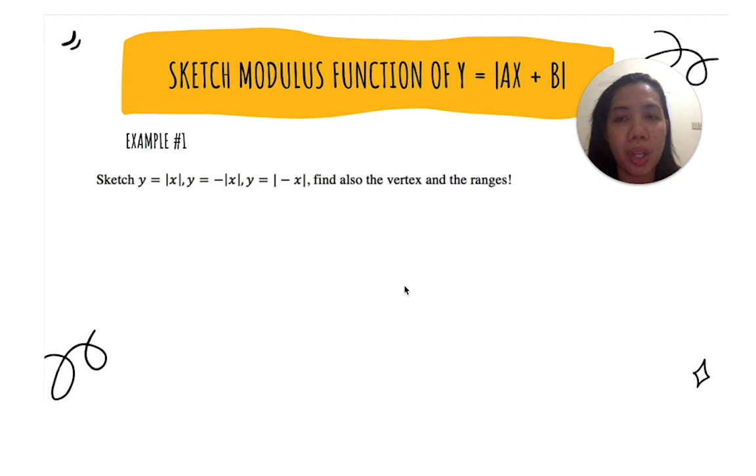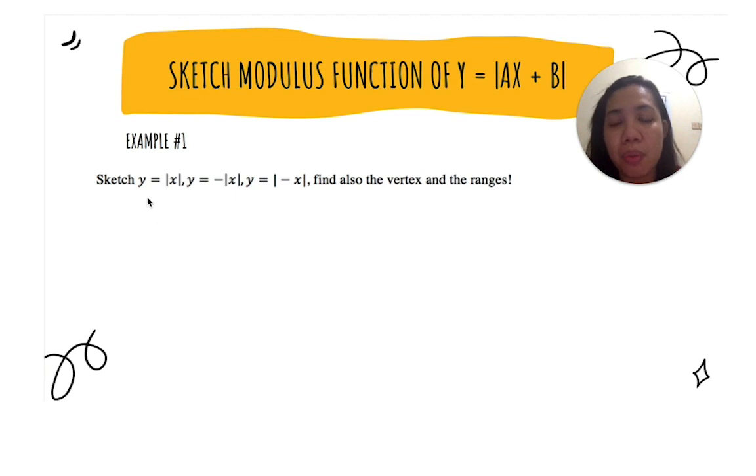Okay, in this learning video, we're gonna see how to sketch a modulus function of y equals the absolute value of ax plus b. This is the first example. There will be some examples after this video. Please find another example. In this first example, sketch y equals the absolute value of x, and then y equals minus the absolute value of x, and then y equals the absolute value of minus x, and then find also the vertex and the ranges. We have three functions here, and after we sketch the functions, we're gonna see the difference between those graphs.